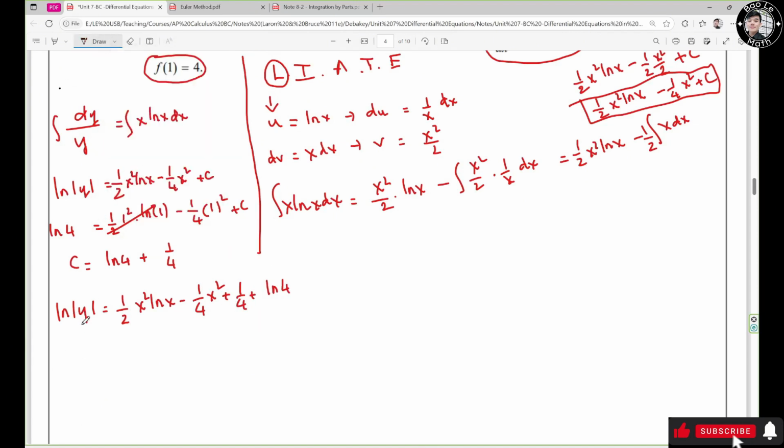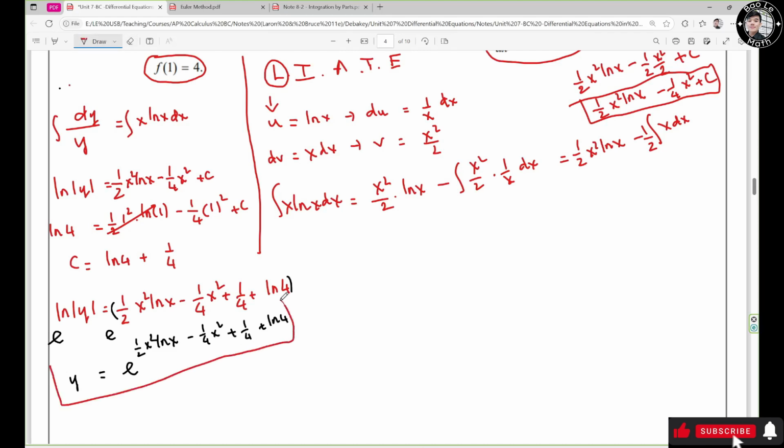Now I need to solve for y, so I need to exponentiate both sides. So we have e raised to this one equals e raised to the whole thing right here. So you have absolute value of y equals e raised to this one. Now since the initial condition is positive, I can eliminate the absolute value sign right here. This one is the answer. Remember, the domain for this equation is s greater than 0 because you have natural log of s right here. It is defined when s is greater than 0. Alright, so keep that in mind.